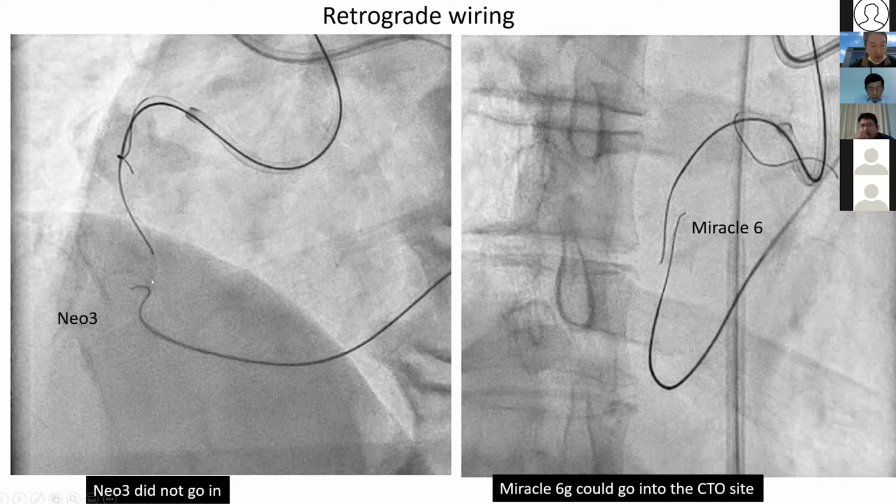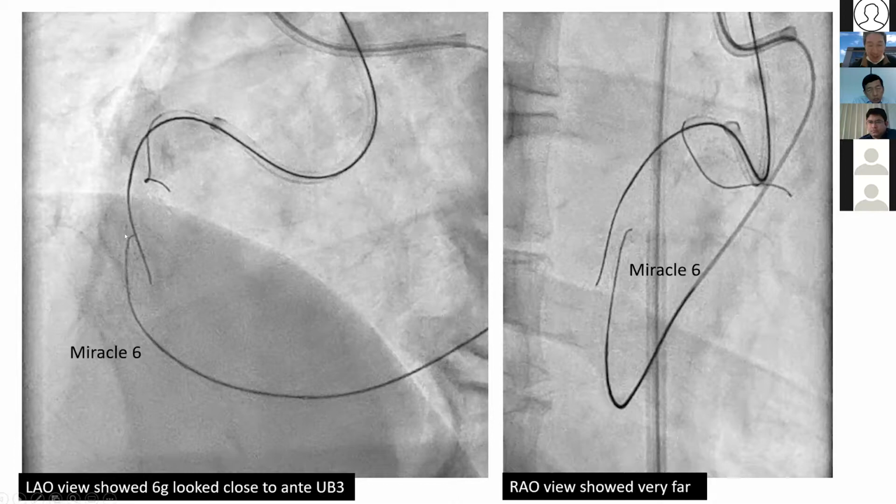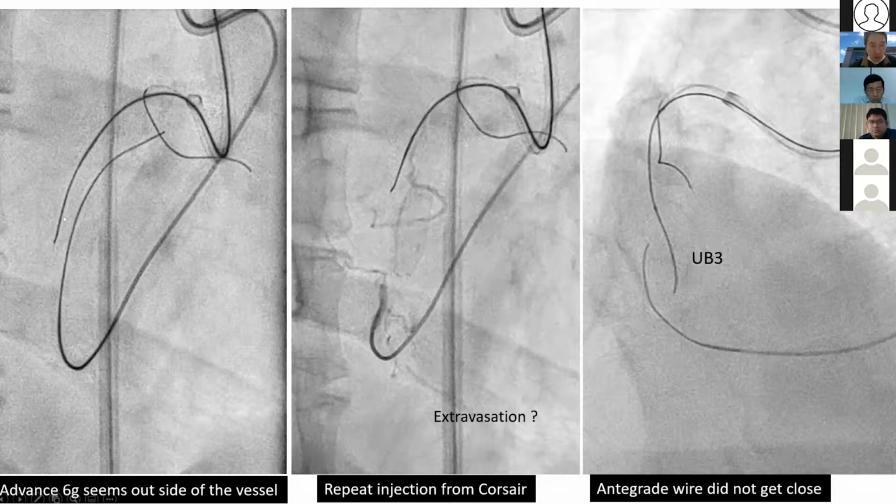So I used the Miracle 6 gram, like here. I cannot use something like a Gaia because it's easy to make a perforation here. Maybe the ball tip wire is safer than a tapered tip wire. The aerial view looks fine, but when you check the aerial view, the two wires are far apart, about 1 centimeter. And then advancing more, the 6 gram comes to a completely different place from the anterograde wire.